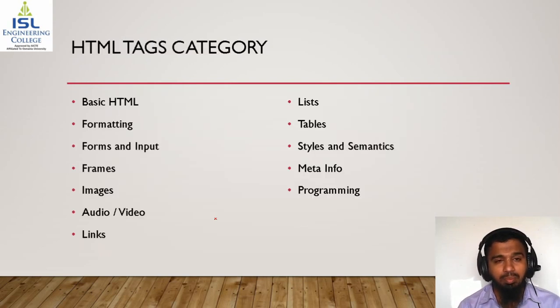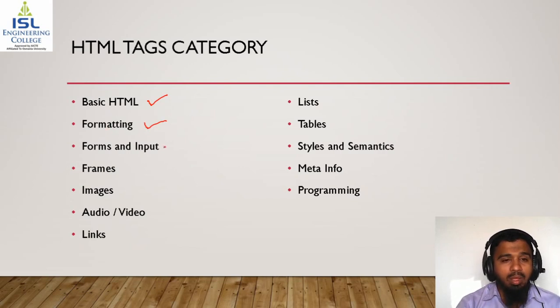Next, we have some of the basic categories. Or we can say these are the HTML tag categories. First will be basic HTML, and we will have formatting, like changing the color, making the font big, or bold. Form and input means you can create a label, a button, or a text box. That all comes under form and input.